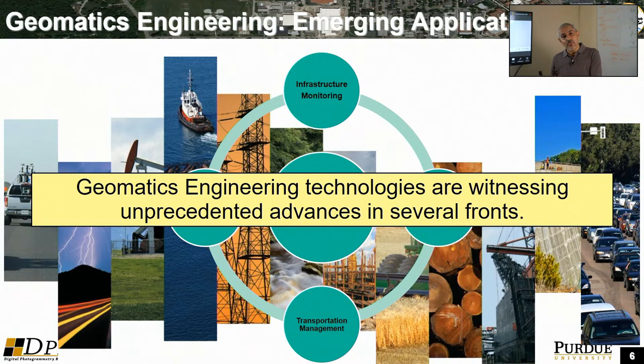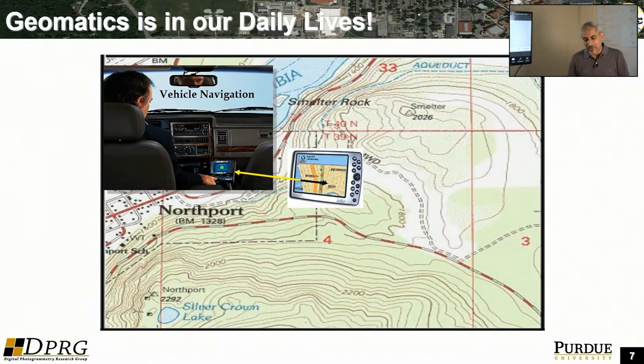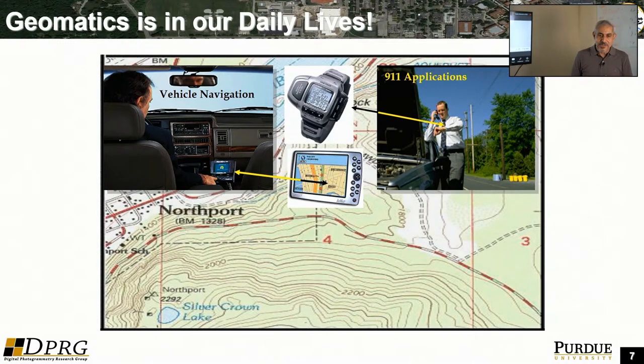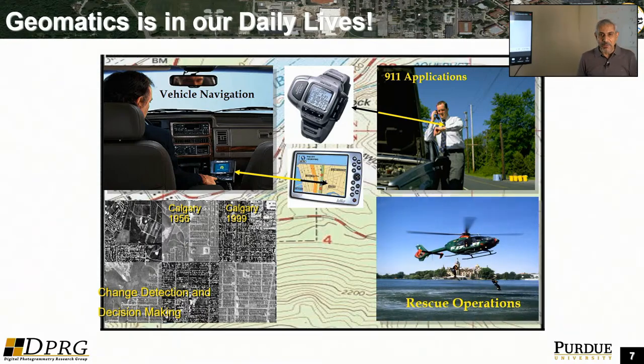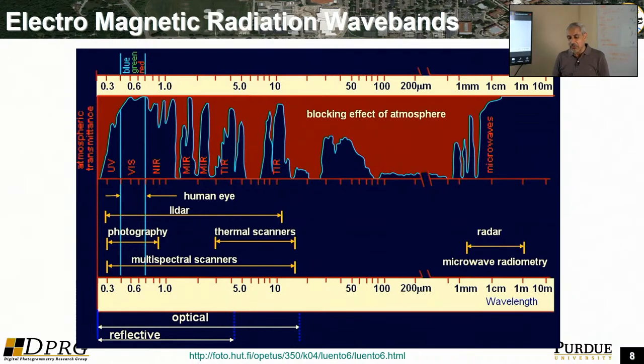We started as a field focusing on mapping using, let's say, total stations or systems on a tripod and aircraft systems, and it has grown to a large area of applications using the technology. For example, 911 applications: when you call 911, they have a way of knowing where you are calling from. That's basically related to GPS surveying. Change detection means monitoring an area over time and detecting the changes that happened, then developing policies to evaluate how we can react to this change, as well as rescue applications. All these use geomatics technology.